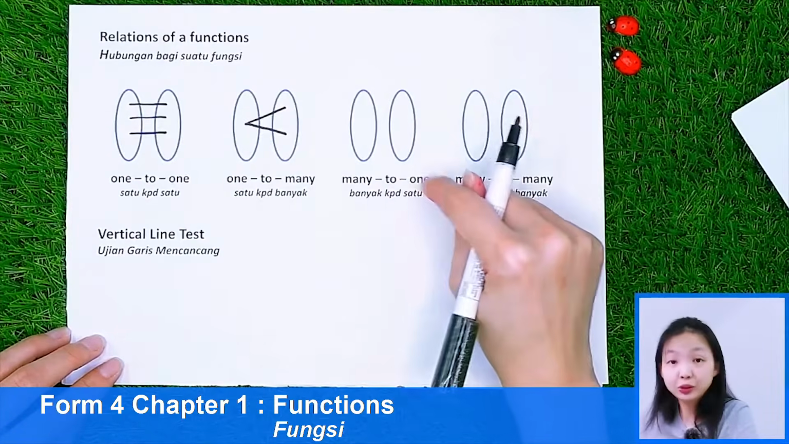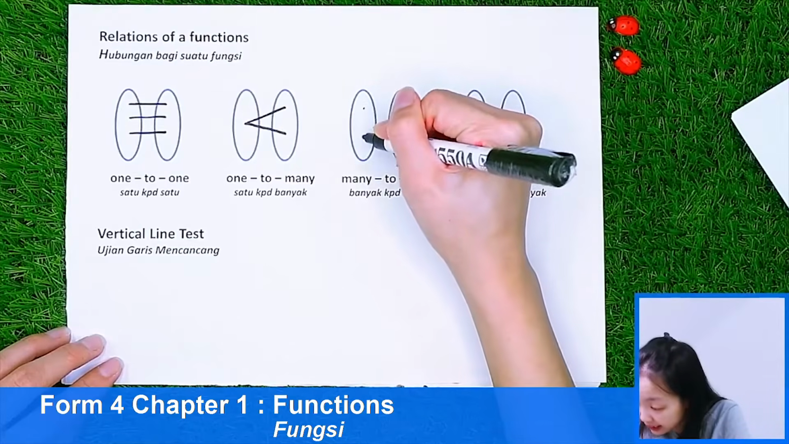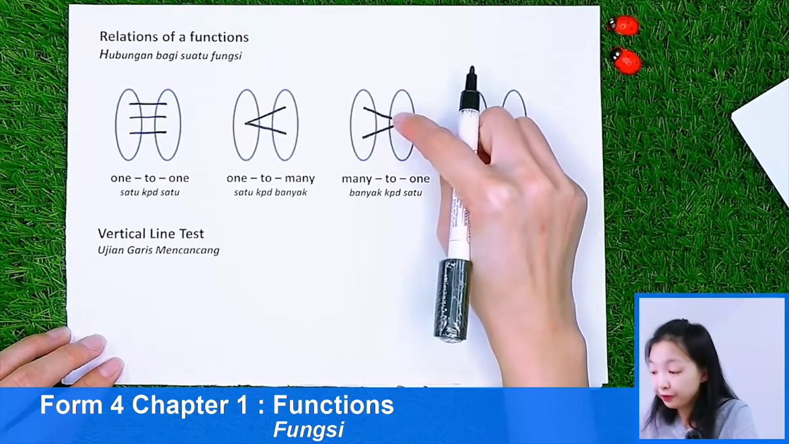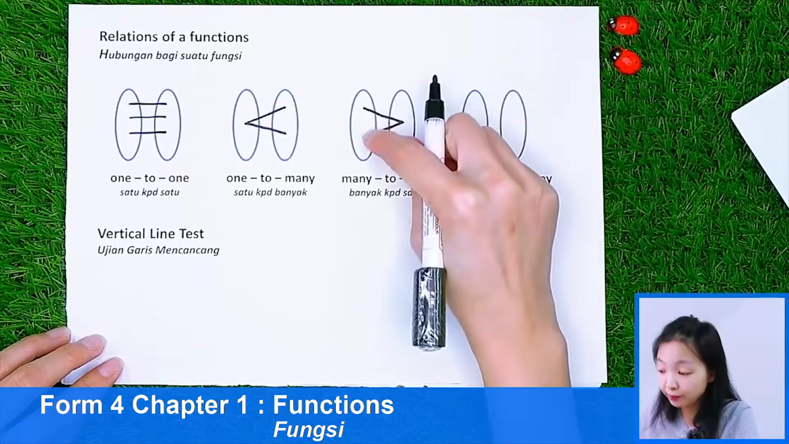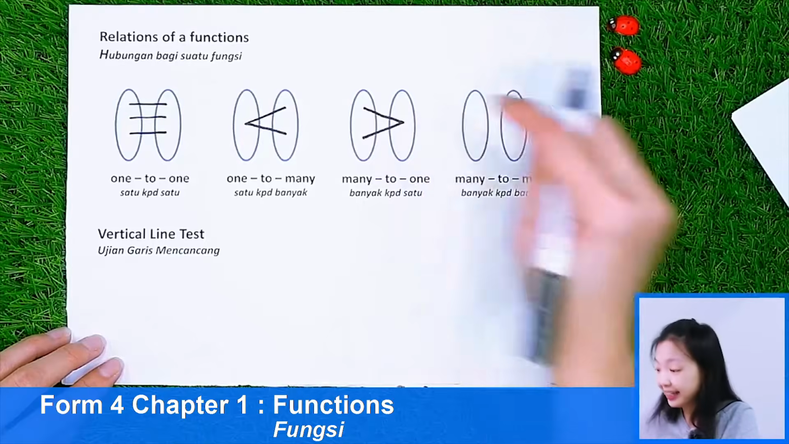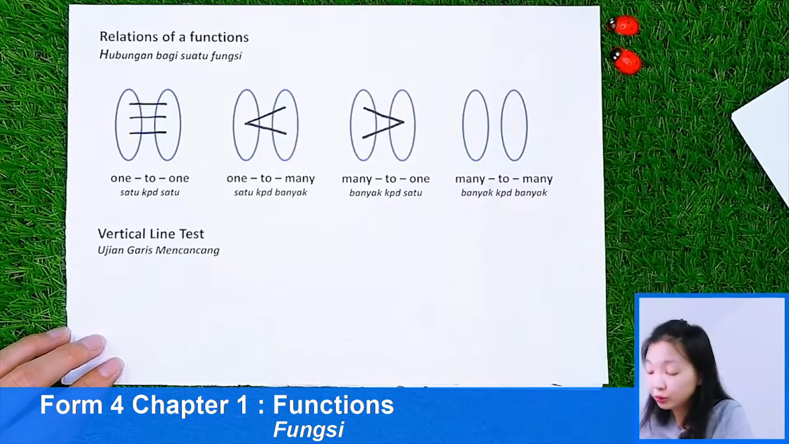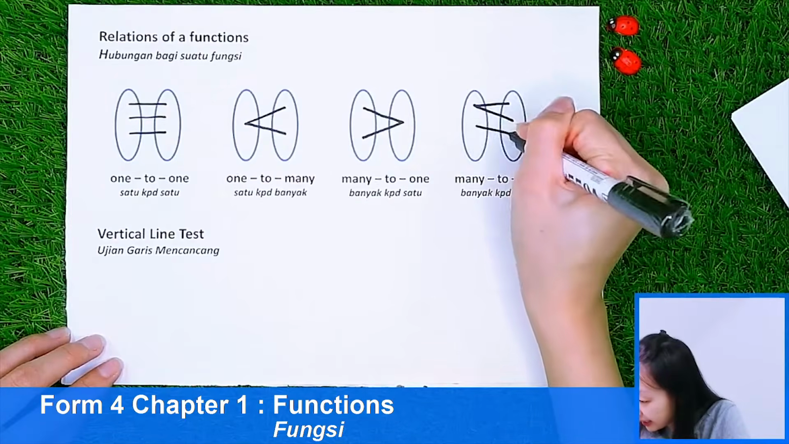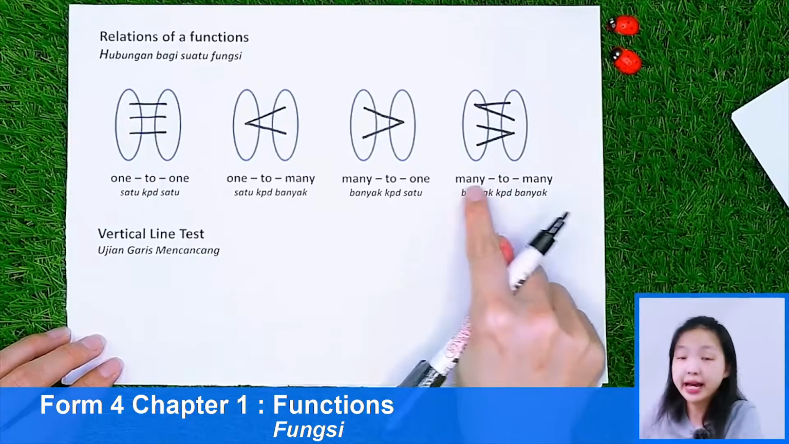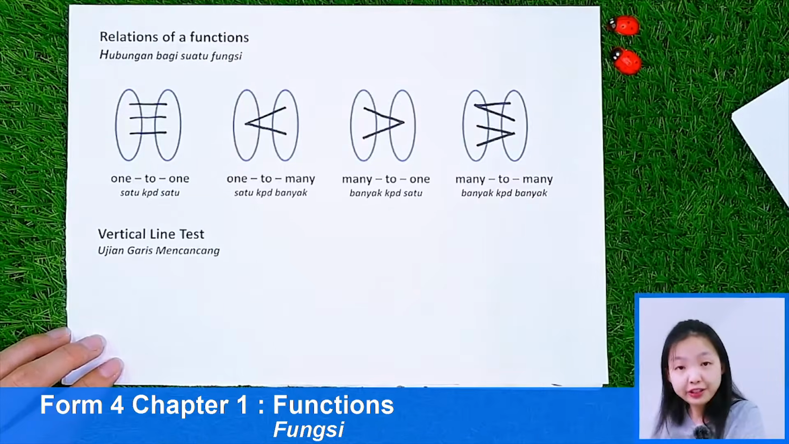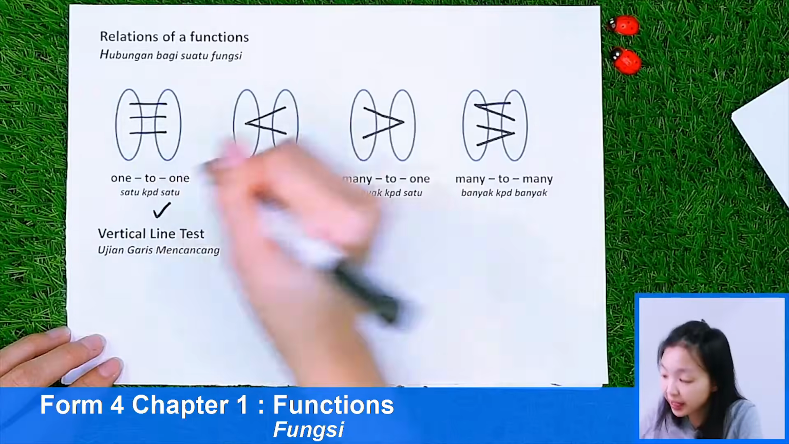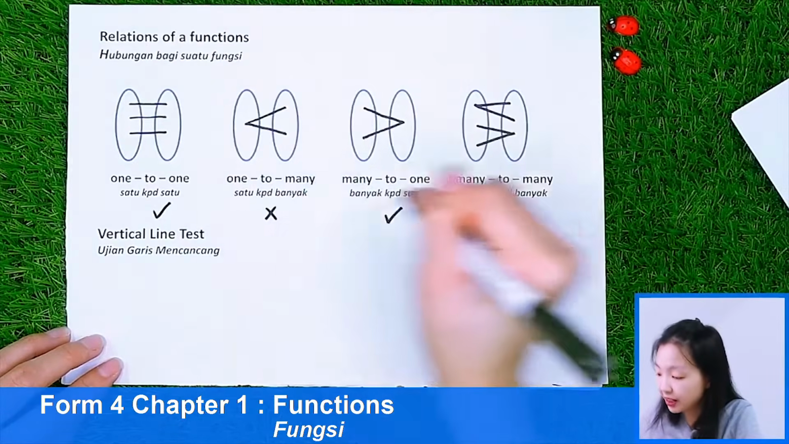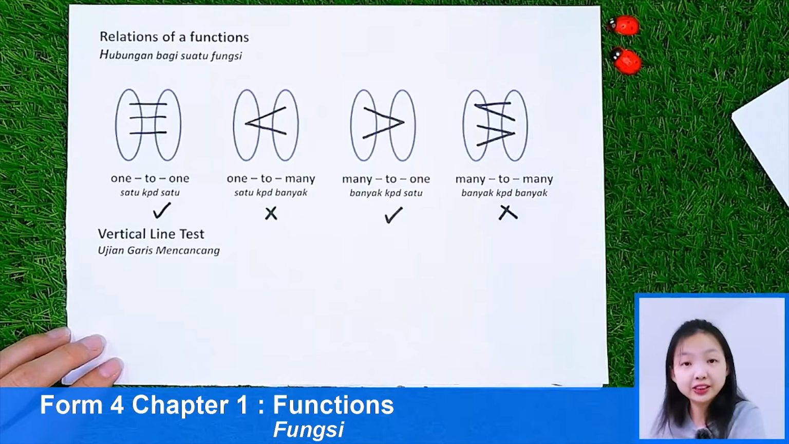Many to one. That means many to 1. It will look like this. You have 2 objects with the same image. Many to 1. Then, they have 2 relationships inside here, 1 to many and many to 1. That's what we call many to many. For your information, only 1 to 1 and many to 1 are functions. This is not a function, okay?